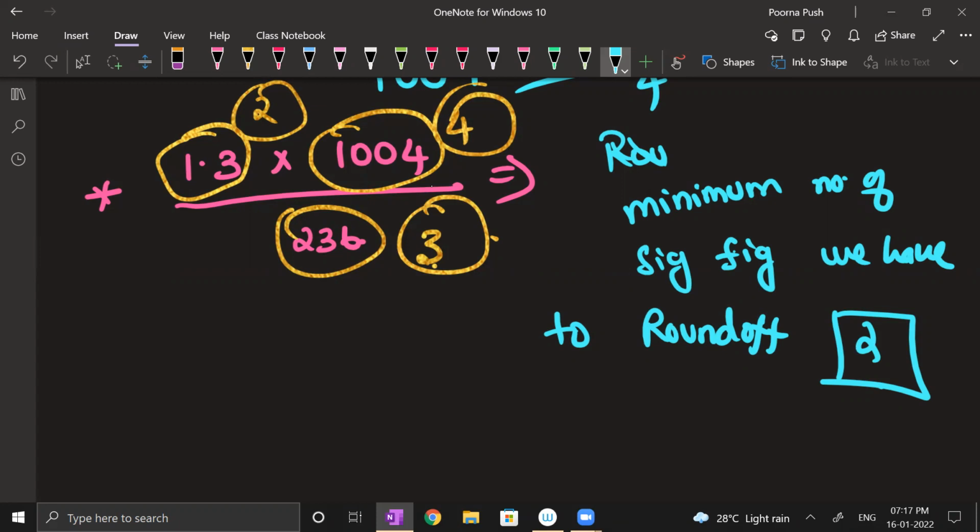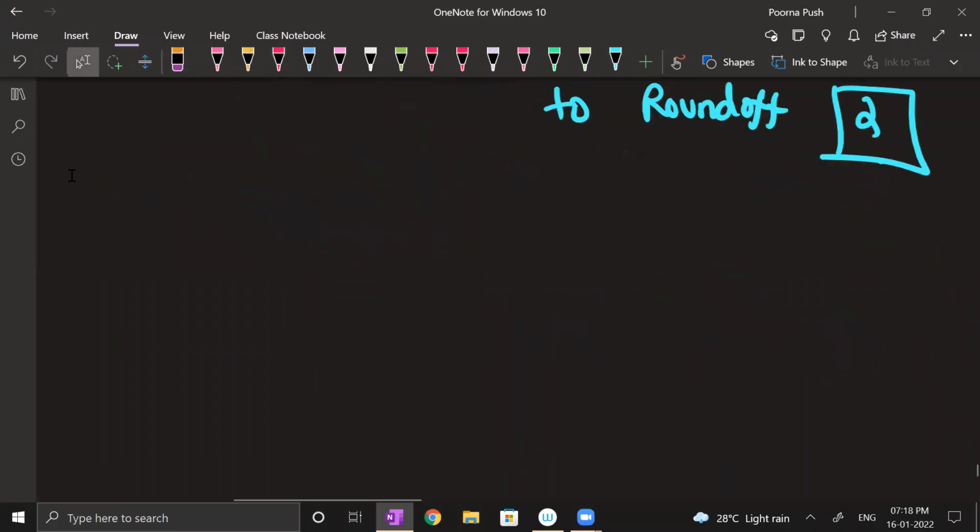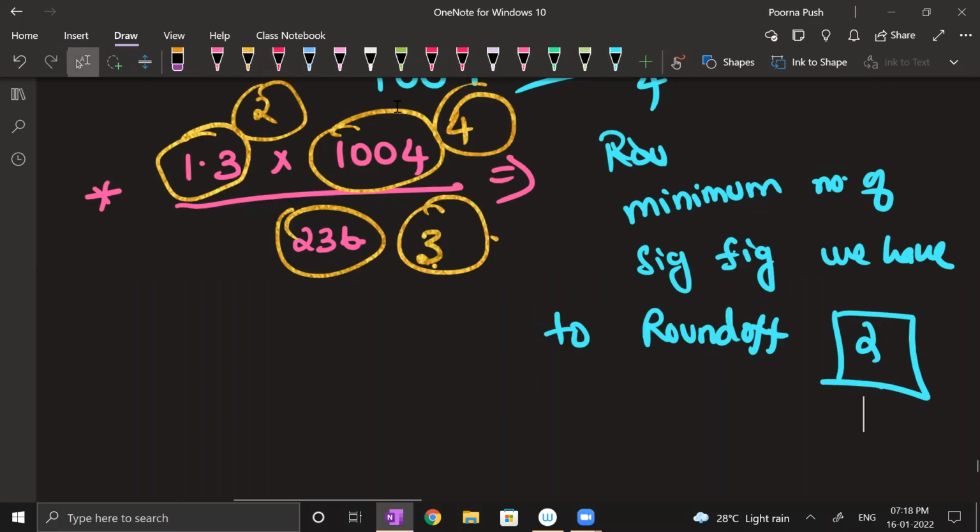Like this, they can ask in the exam. So whatever the calculation, multiplication or division, whichever has the minimum number of significant figures, we have to round off to that. Okay? Yes, ma'am. Now we'll go to next. Copy down. Then next doubt can come.